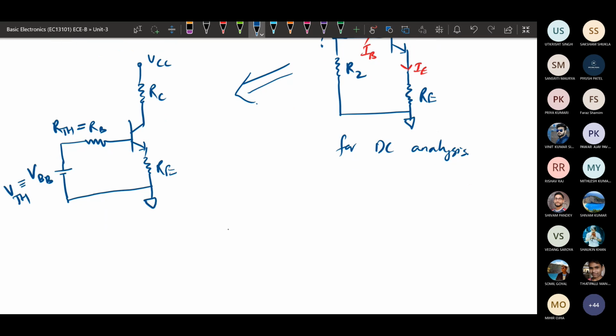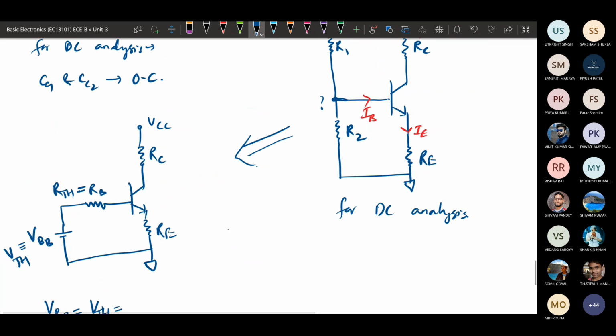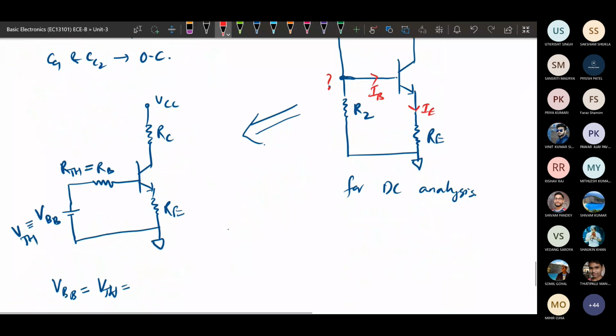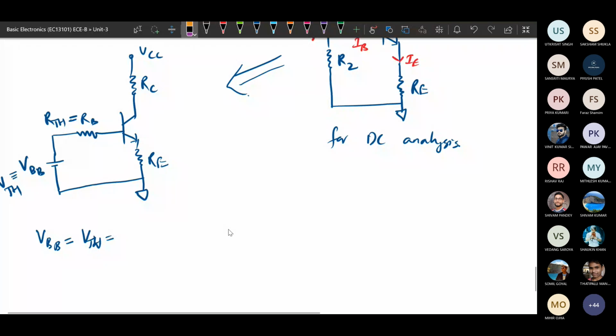So we just need to find out what VBB will be. Here, by using the Thevenin voltage equivalent, VTH or the VBB value will be given by the voltage divider technique. The voltage at this terminal, by the voltage divider rule, can be obtained in terms of VCC. So the Thevenin voltage equivalent will be R2 divided by R1 plus R2, multiplied by VCC.